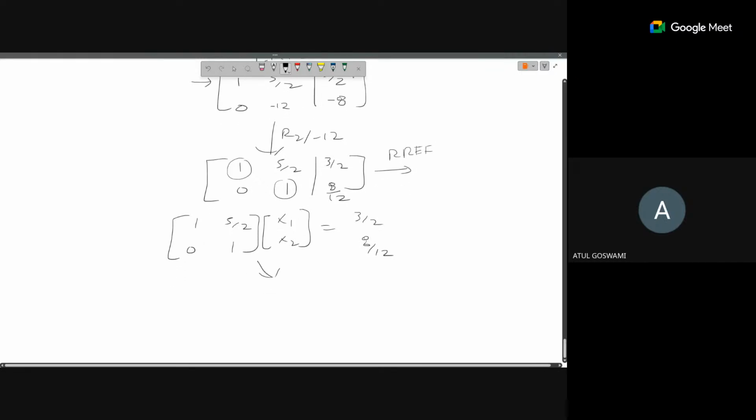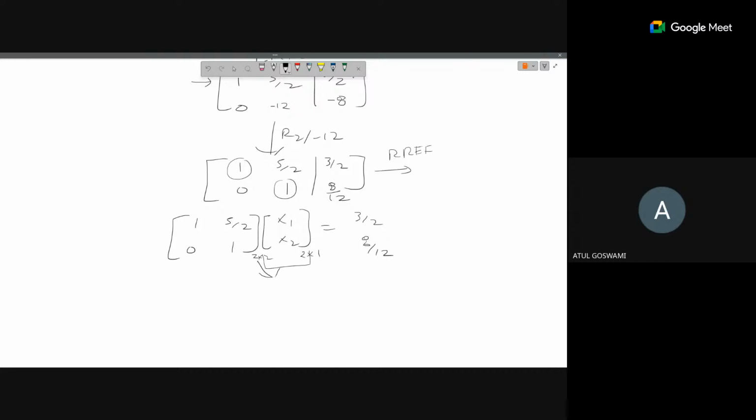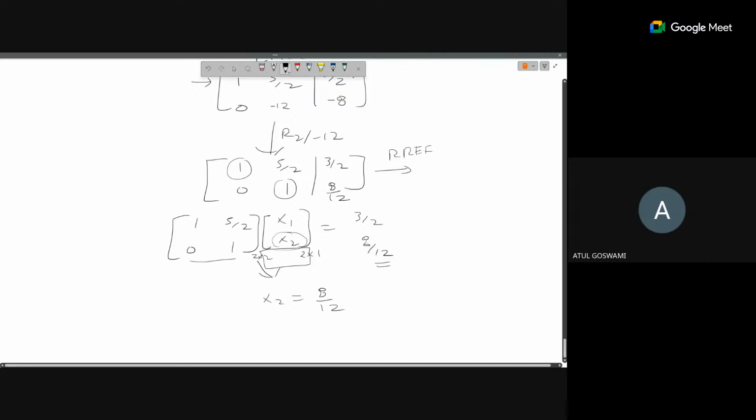First, see this one. Here what I am doing is taking this column and multiplying this. Basically these are two matrices. This is 2 by 2 and this is 2 by 1. So basically these two are compatible, so we can multiply them and we can get a matrix. So how do we get this x2? By taking this row and multiplying this. So basically this is 0, so x1 will be 0 and then x2 only. So x2 will be equal to this 8 by 12, that is 2 by 3, right?